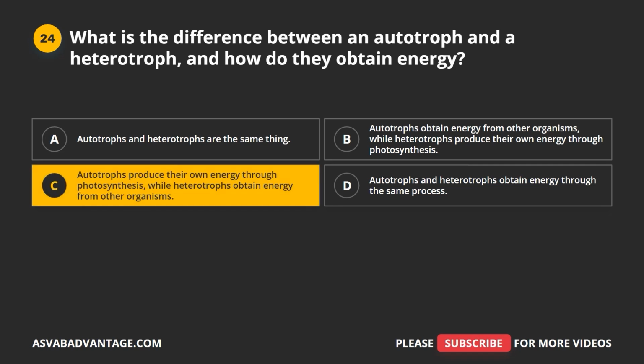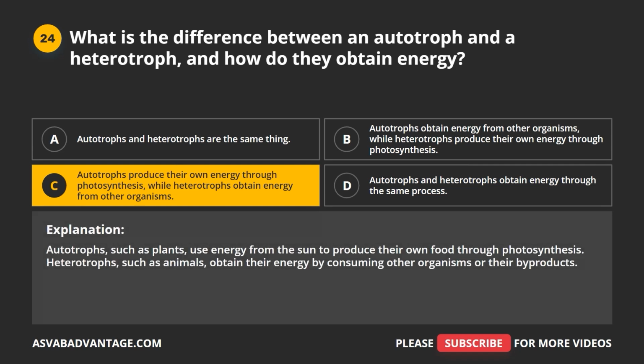Autotrophs produce their own energy through photosynthesis, while heterotrophs obtain energy from other organisms. Autotrophs, such as plants, use energy from the sun to produce their own food through photosynthesis. Heterotrophs, such as animals, obtain their energy by consuming other organisms or their byproducts.